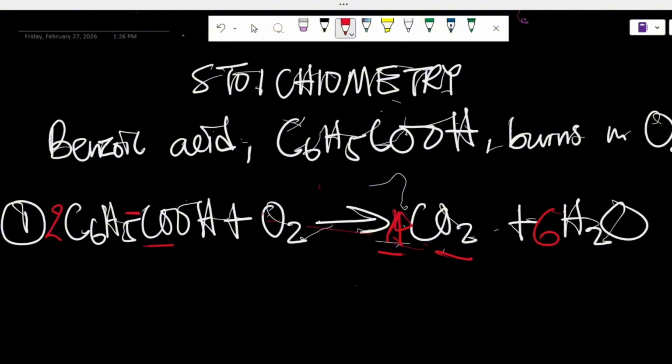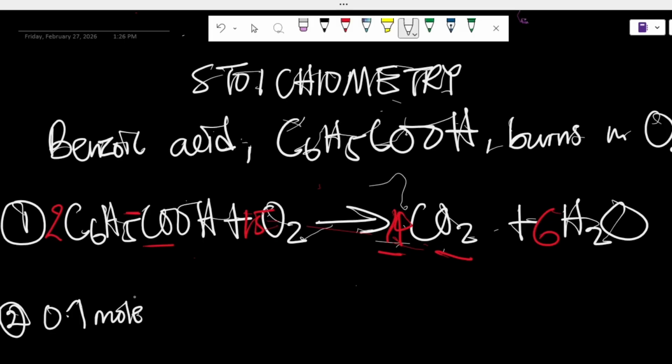So here we can put 15, so this is going to be 30, and then these 2 oxygen atoms times 2 is actually 34. So the equation is actually balanced in this way. Now the next question is, if 0.1 mole of benzoic acid reacts, calculate the volume of carbon dioxide produced at room temperature and pressure.